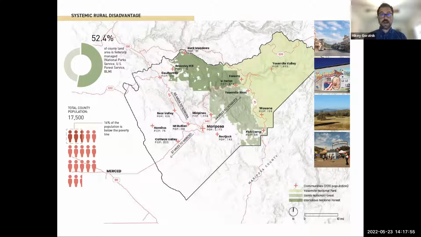It's the county seat. Population, this actually is not accurate. The population is now around 1,700. Total population for the county is around 17,000. So very small population-wise, but very large in terms of landscape.